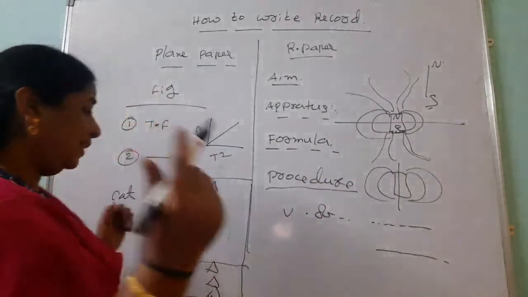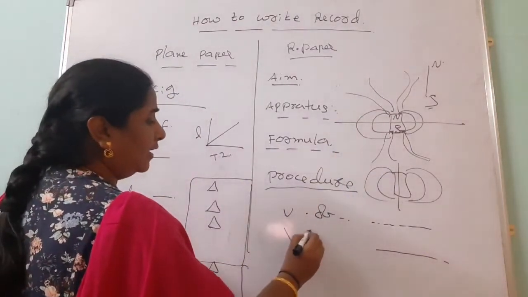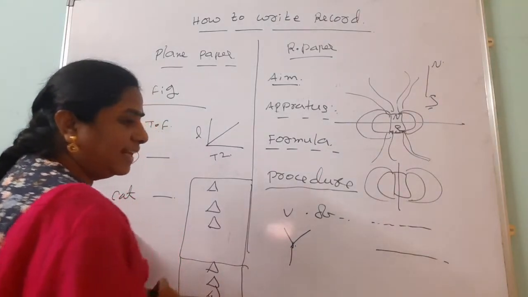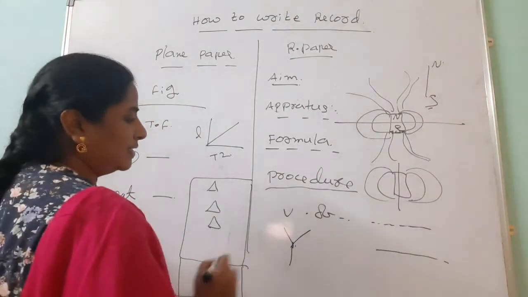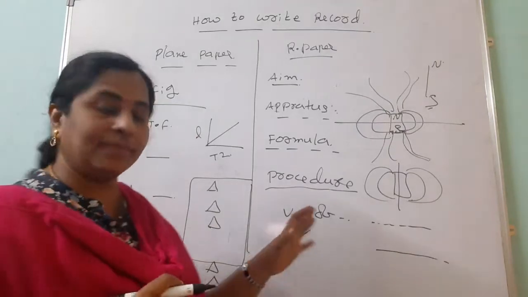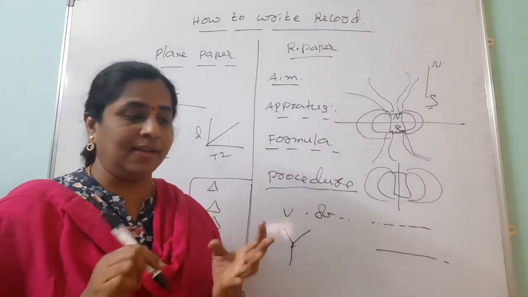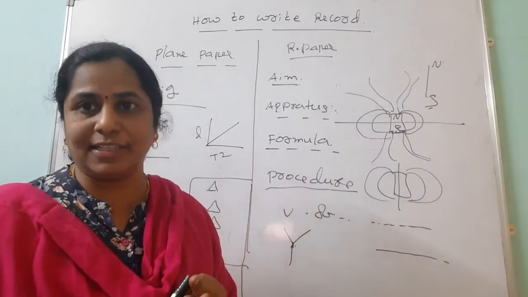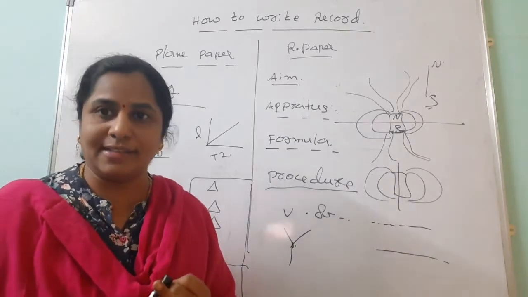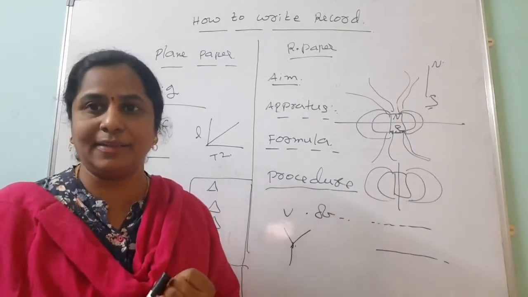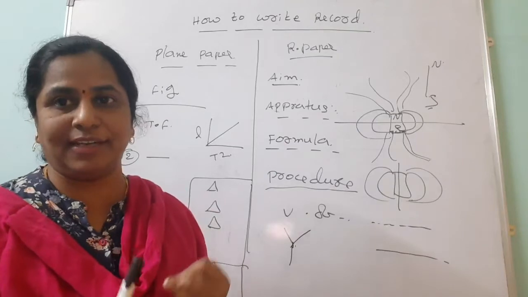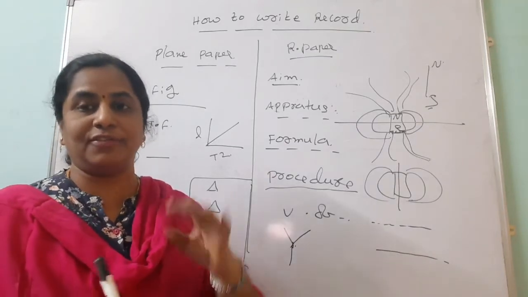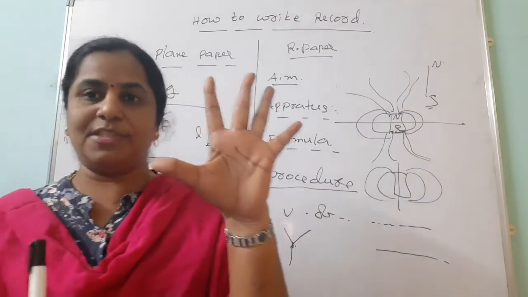Then concurrent forces. Concurrent forces also we can trace out the Y shape on A4 size papers. There are different questions: verify the triangle law, verify the parallelogram law, find the density of the stone, find the weight of the stone in air, and find the weight of the stone in water. For that, we can take 5 observations.